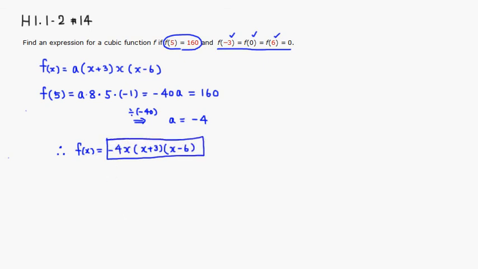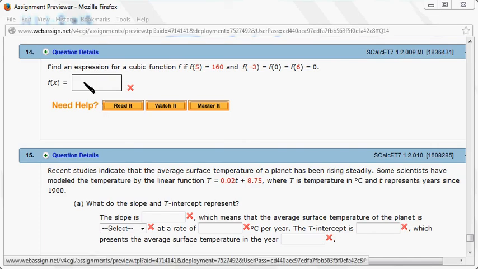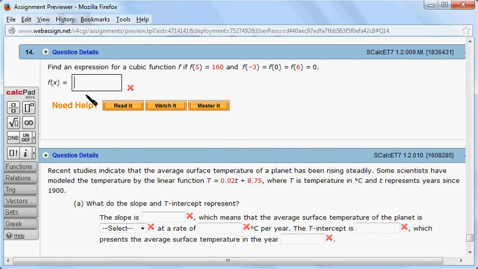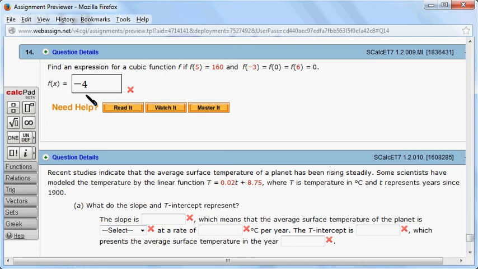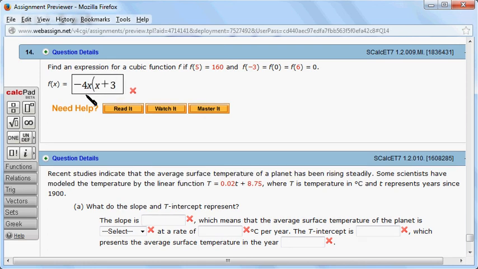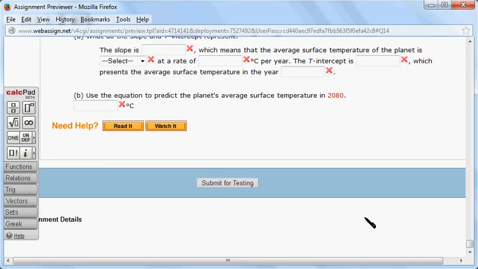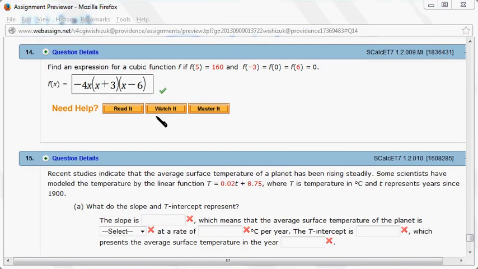So this is the expression that we're looking for. Let's type it in. The formula was -4 x quantity x plus 3 and x minus 6. Let's check the answer. All right, I came back and it looks like we got this one correct. That's it. I hope that this was clear.